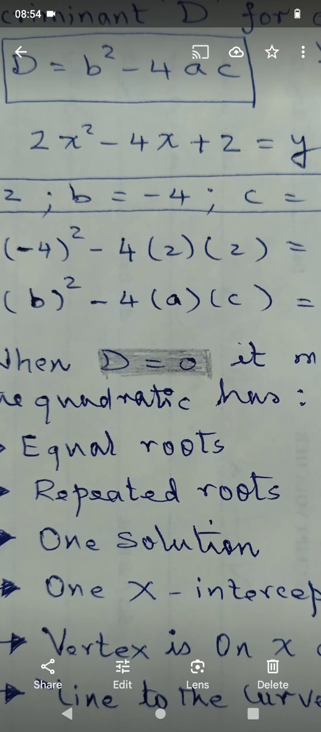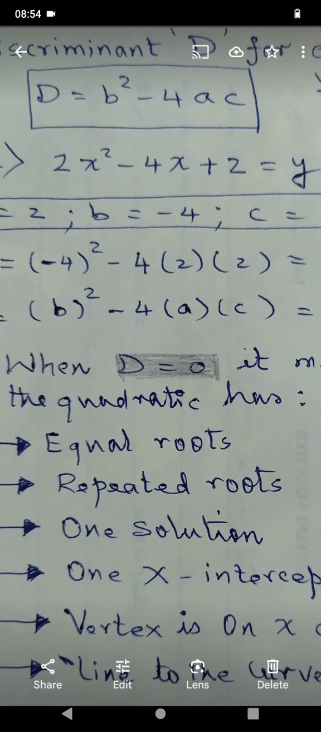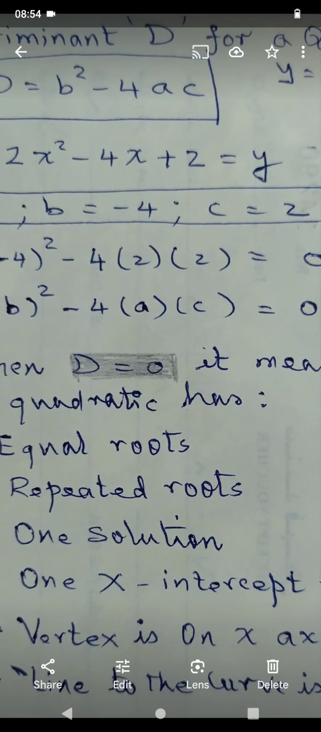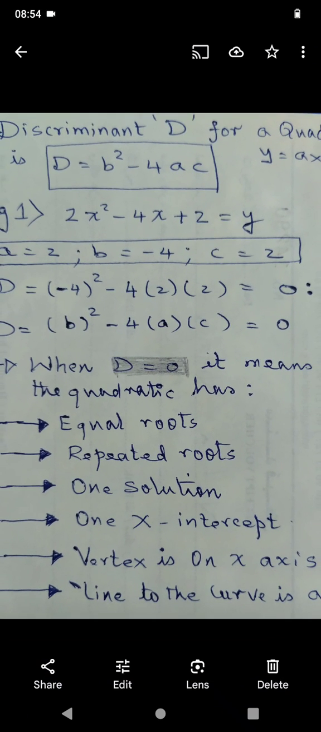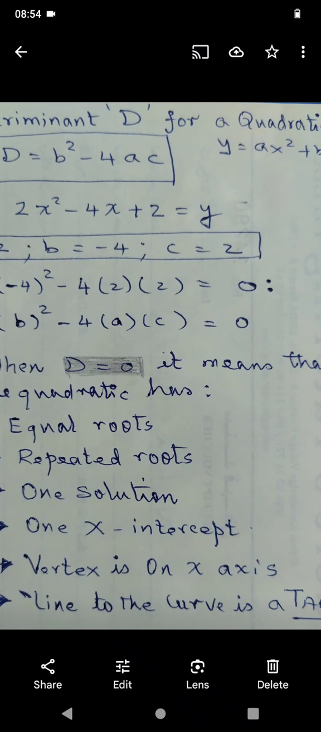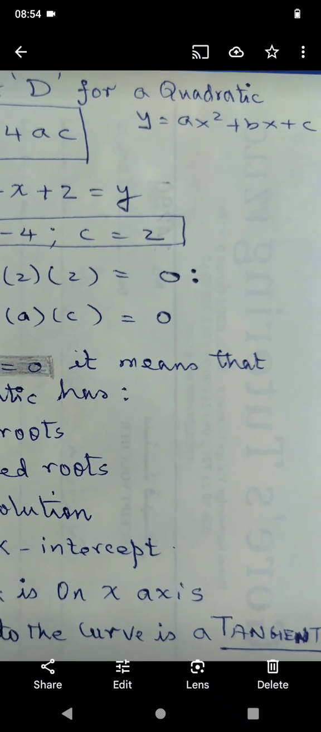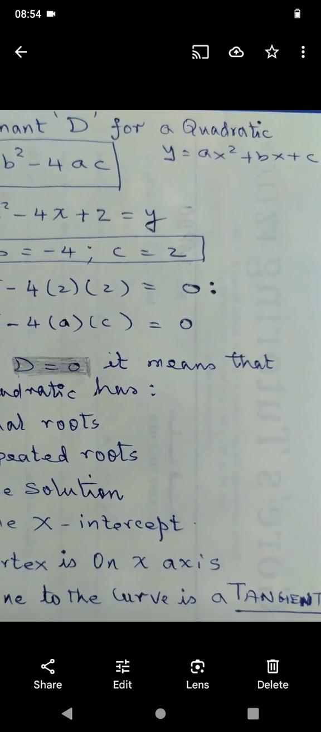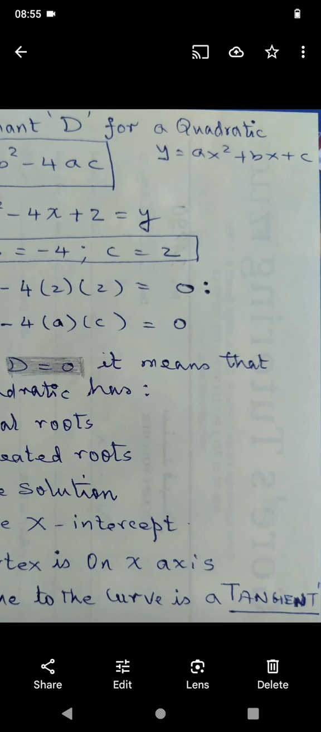They could also say one solution. So the question could also have one solution. It could also mean one x-intercept. That means only one point where the curve touches the x-axis. It also could mean that the vertex of this particular quadratic curve, or the graph, is on the x-axis. Now the last but the most important thing that could be asked in the IB HL is that the line to the curve is a tangent.